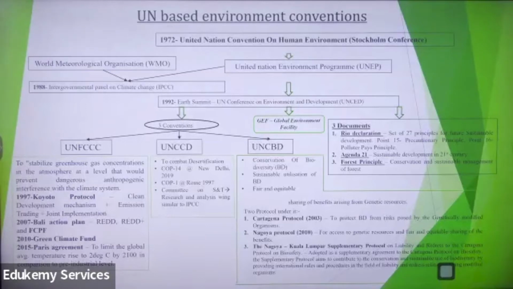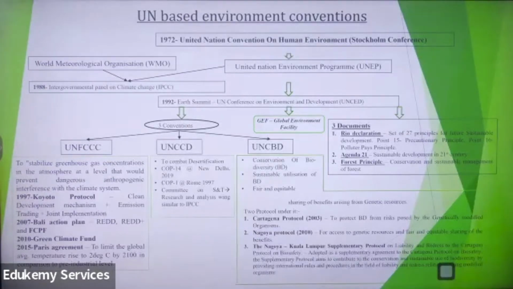Now, what are the major outcomes of the 1972 conference? It was the United Nations Environment Program. Is it still one of the biggest environment programs of the world? This was the outcome of the Stockholm Conference, along with the World Meteorological Organization, and these organizations together created a scientific panel called the IPCC, the Intergovernmental Panel on Climate Change, in the year 1988.